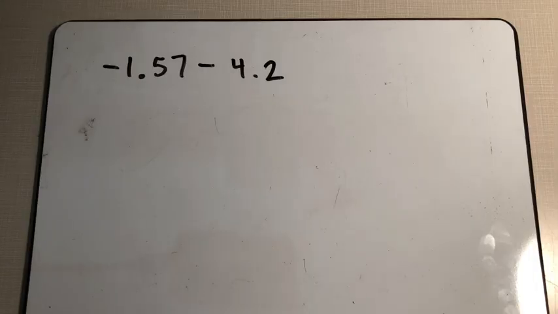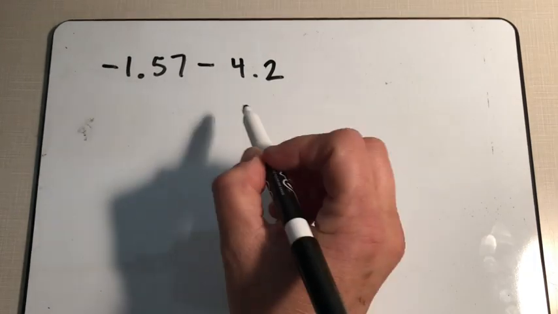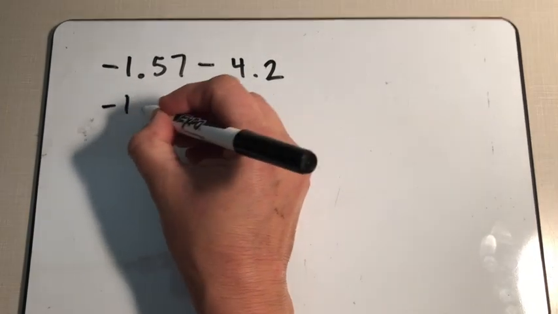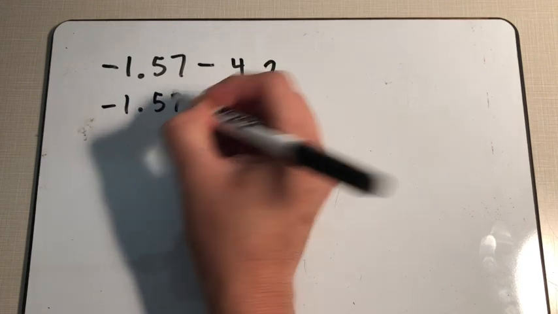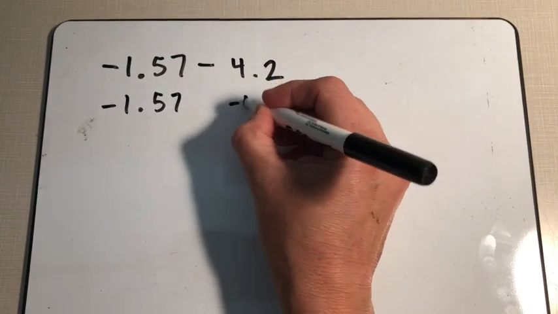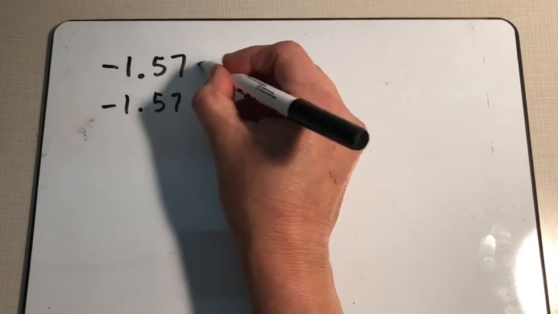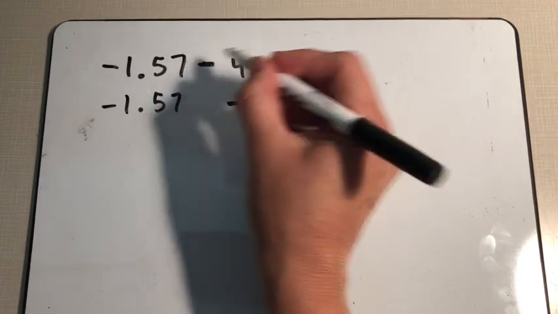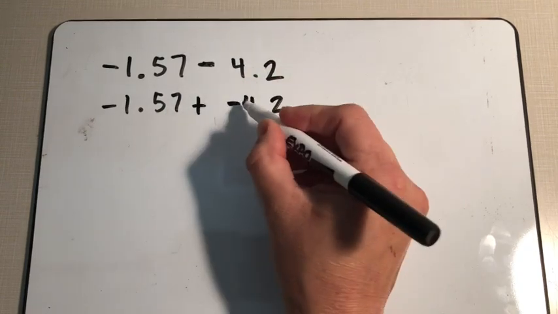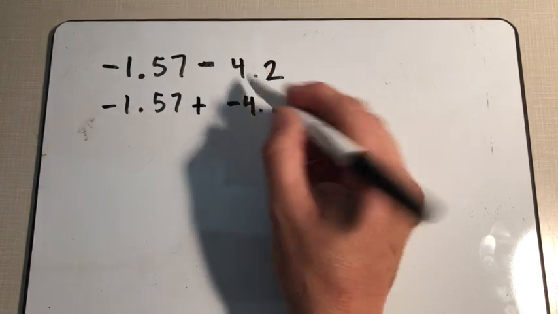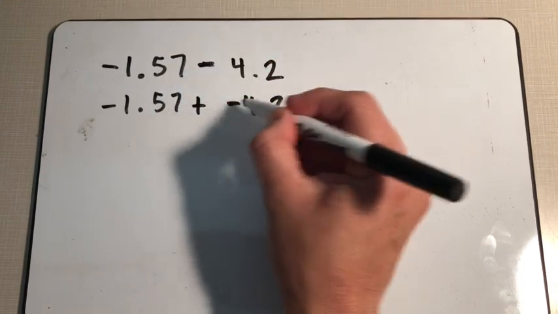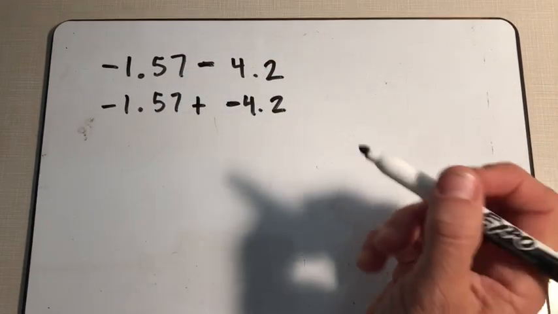All right, let's do negative 1.57 minus 4.2. So the first thing we're going to do, since we're dealing with positive and negative numbers, is to replace the subtraction. So we're going to push that subtraction over. Notice it's not turned into addition, it's still there. We're just, instead of taking away 4.2, we're adding a loss of 4.2. Same thing. So subtraction and adding the opposite are the same thing.